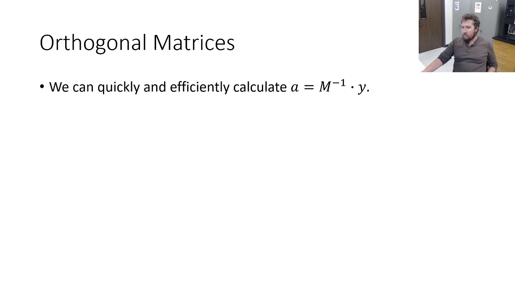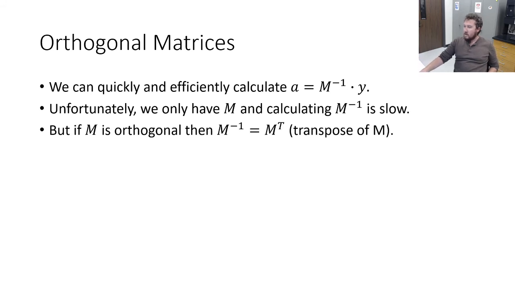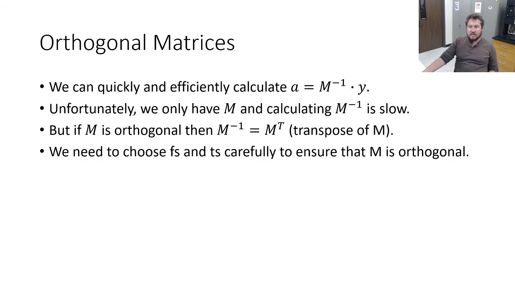But unfortunately, we only have m, and calculating the inverse of m is slow and is sometimes even impossible. But if m is an orthogonal matrix, then its inverse is equal to its transpose, and taking a transpose of a matrix is really easy. So what we need to do is pick our frequencies and our t's, our f's and our t's, carefully to ensure that m is orthogonal, right?